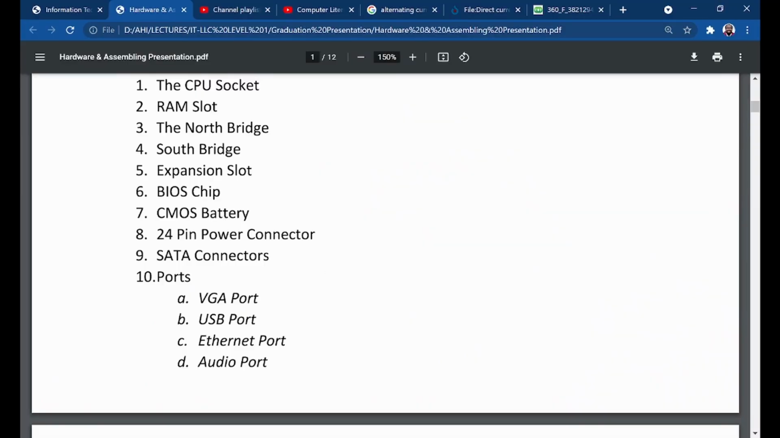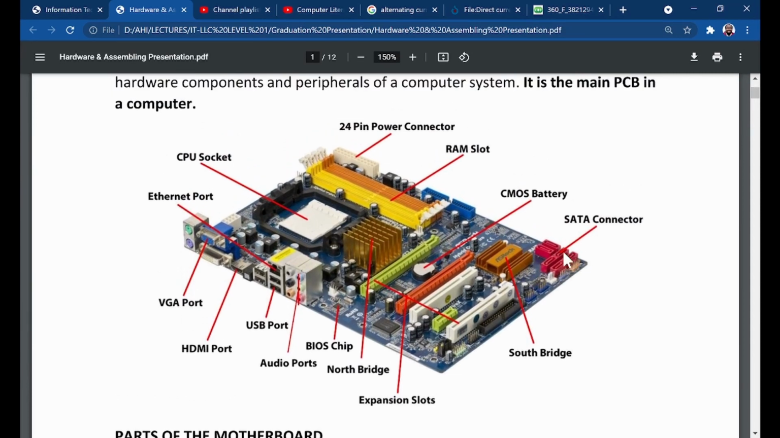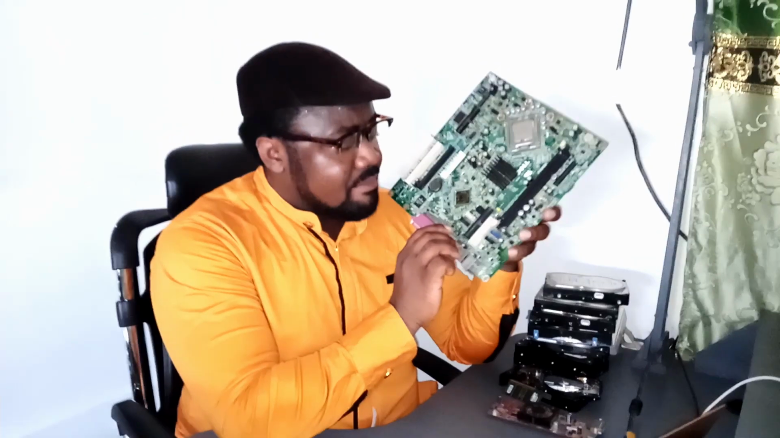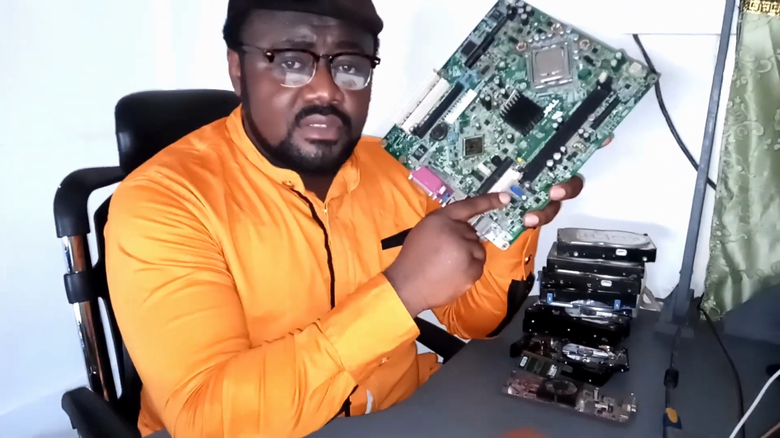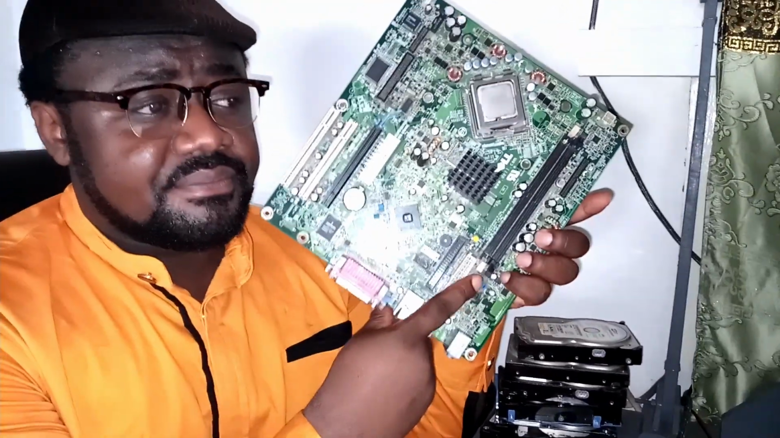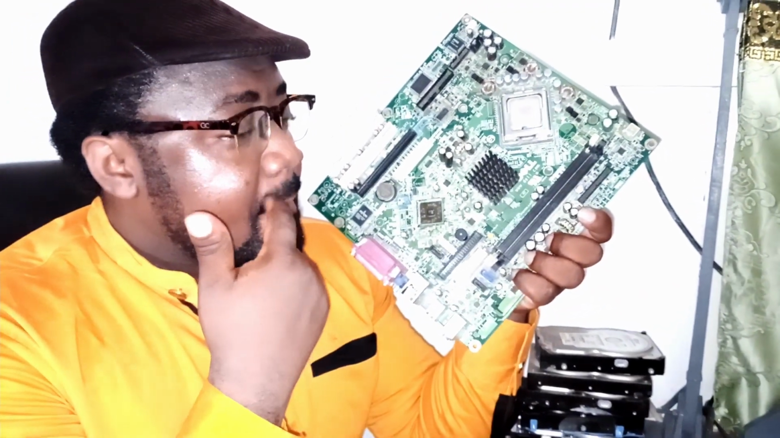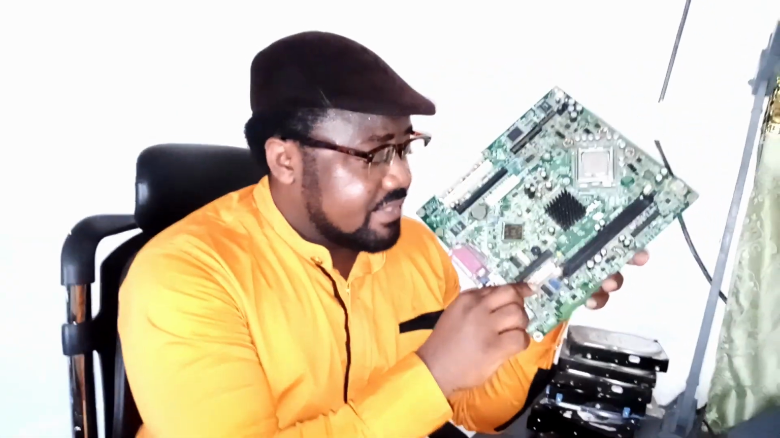Wonderful. Now let's move on to the SATA connectors. On this diagram, you can see the SATA connectors over here, and on this particular motherboard, you can see the SATA connectors. Please, can you see well? Come closer. Can you people see them? So 1, 2, 3, 4. Are you sure you can see? All right, that's very good.